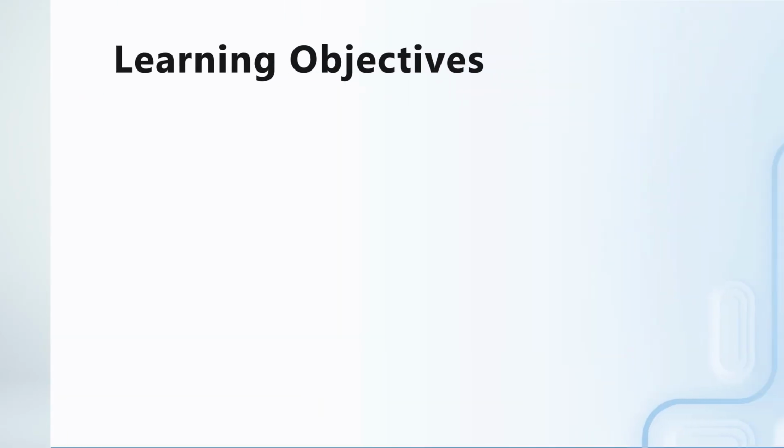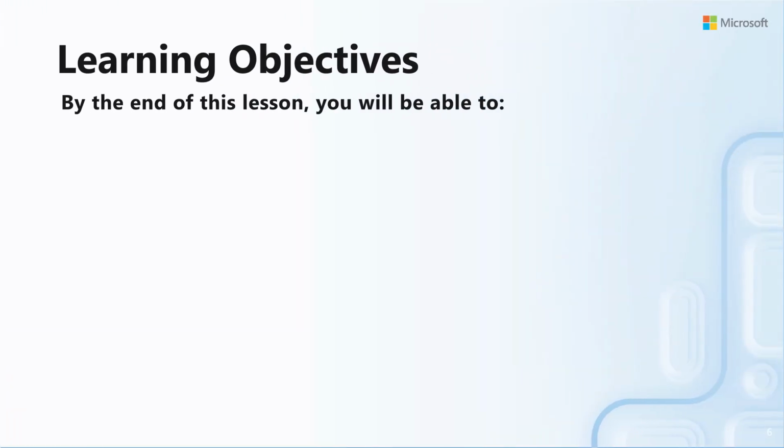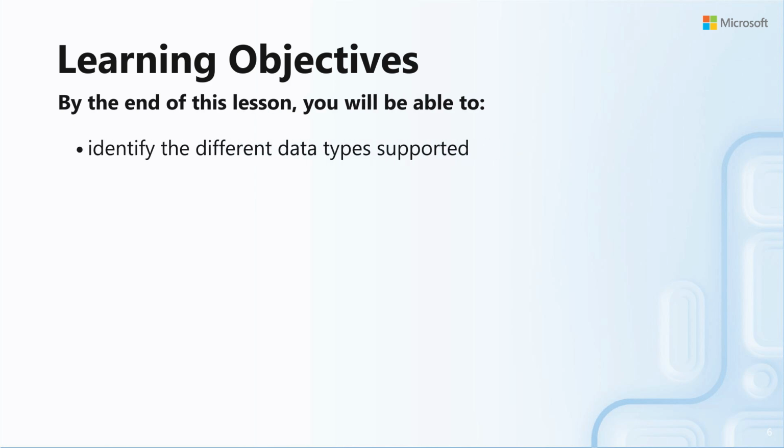Today, we'll explore the various data types Excel supports and discuss their basic uses, including how they can enhance the meaning of data. We'll also explore how to use Copilot to manage data and make it more meaningful. By the end of this lesson, you will be able to identify the different data types supported in Excel, and demonstrate the basic uses of each data type.